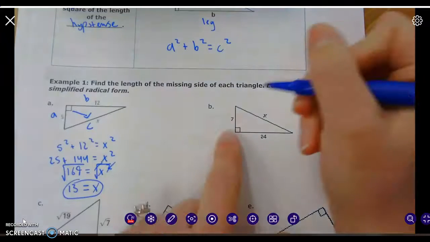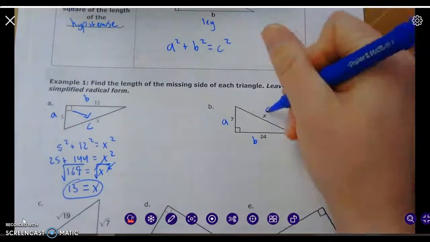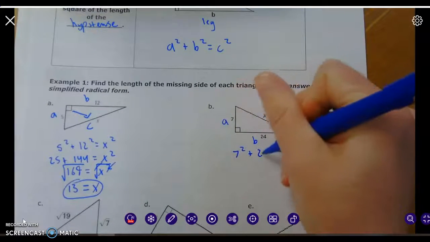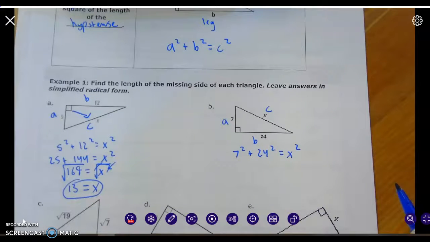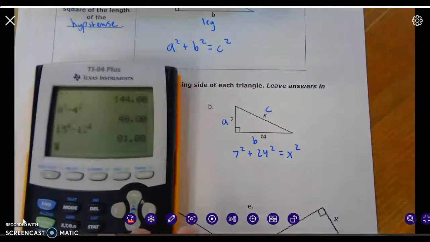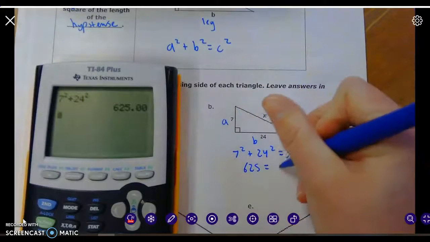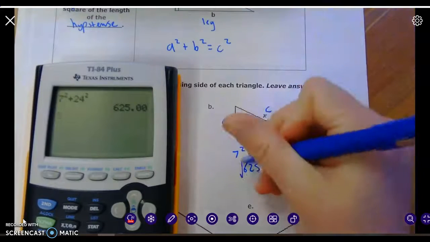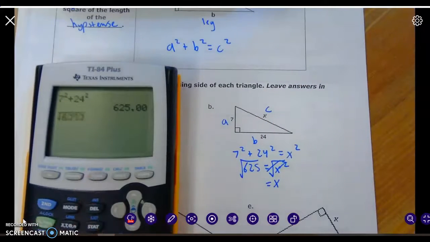Okay, and we're going to do that again over here. We have A and B is 7 and 24. X is C. So then we have 7 squared plus 24 squared equals x squared. And I'm just going to go ahead and type all that into my calculator. 7 squared plus 24 squared equals 625. And then to undo the squared, we take the square root of both sides. So x is equal to the square root of 625.